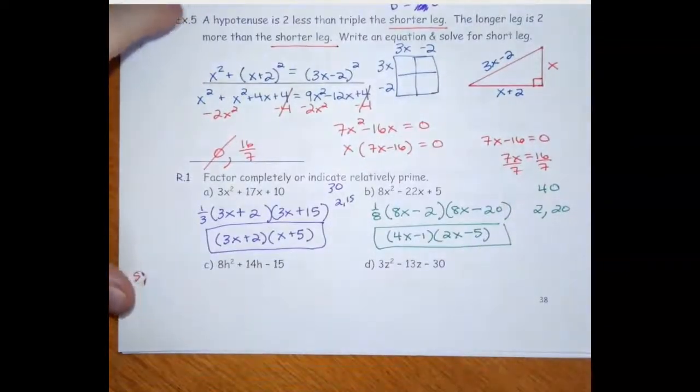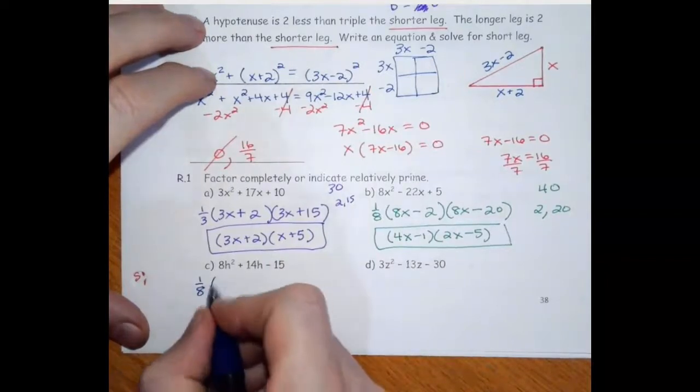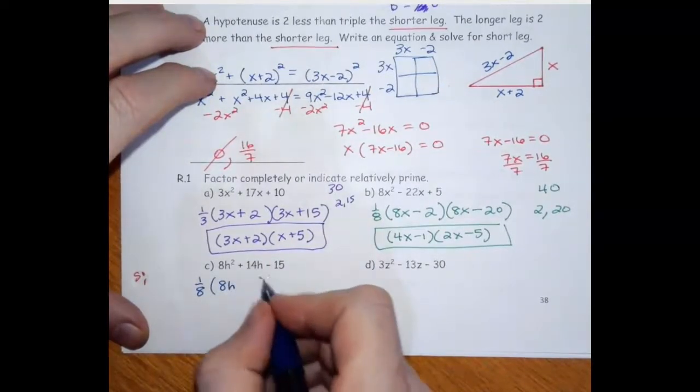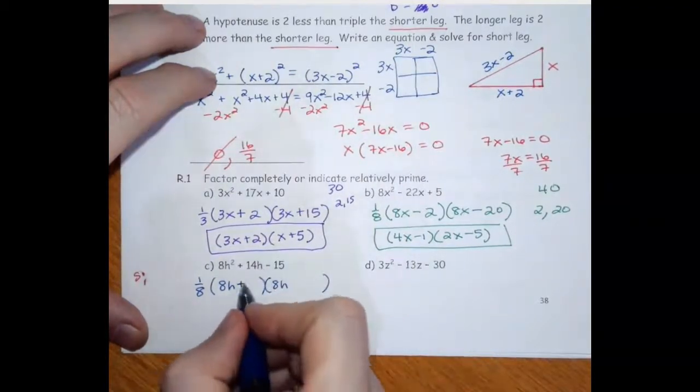Okay, so moving right along, same thing, 8h, and that's negative, so now the signs are going to be the opposite.